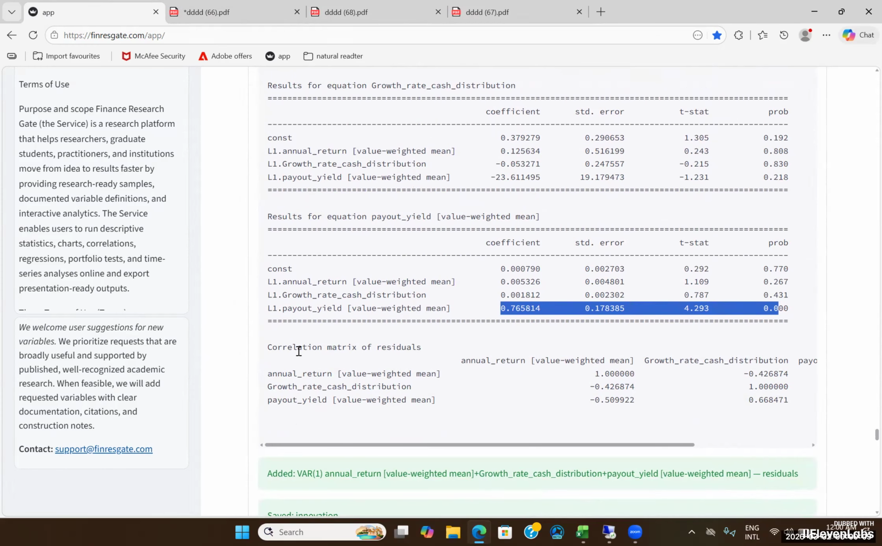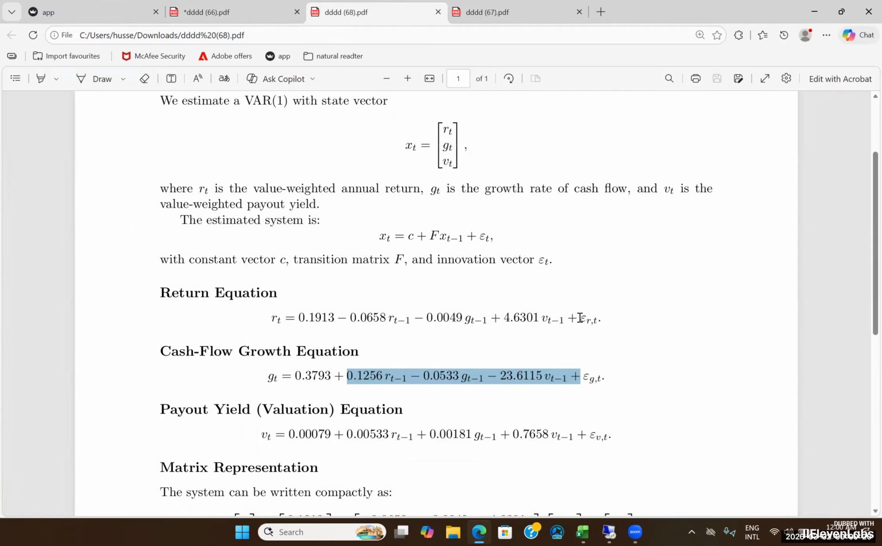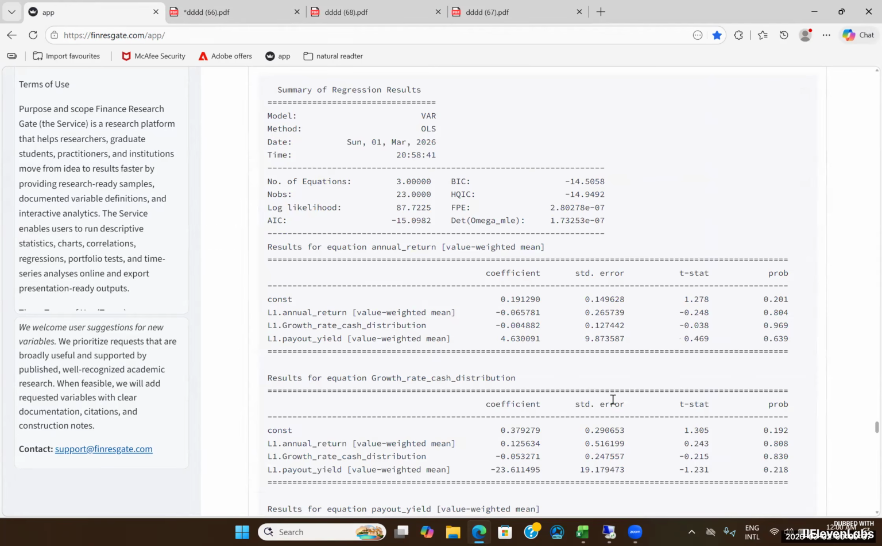Down here, we're looking at the correlation matrix of the residuals, or what we often refer to as the innovation, showing how these innovations correlate with each other. For example, let's consider the innovation in annual return. This particular section focuses on how that is interconnected with the innovative aspects of the cash flow, the cash distribution growth rate, and how it also connects with the innovative patterns in the payout yield. So we are specifically talking about the correlation between these error terms.